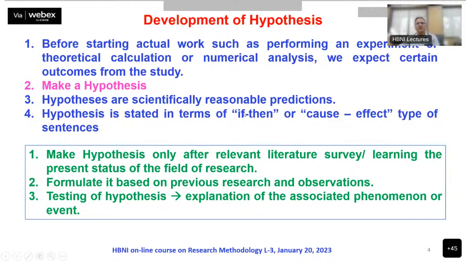Hypotheses are scientifically reasonable predictions. Basically, it's a prediction: if I do this, then it will happen. You can say if-then, meaning if this is the situation, it can happen. Or cause and effect: what is the effect of this attribute on this phenomenon. This type of sentence can make a hypothesis. So make a hypothesis only after a relevant literature survey.